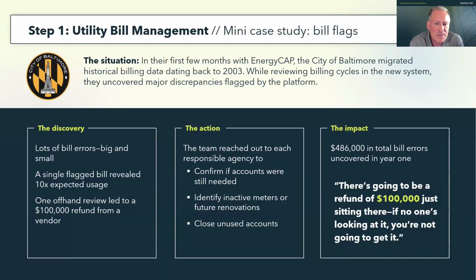But what that did is it precipitated other actions by the organization where now they wanted to confirm all accounts, find inactive meters or closed accounts. And if you move to the right-hand side of the slide, the impact the city of Baltimore had was they found almost $500,000 in savings because of all the mistakes that were being made with their bills.